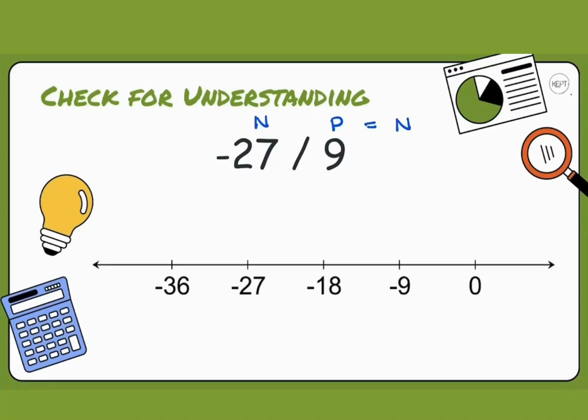So we have our dividend that we're going to start at. We always begin at our dividend. And we're going to divide by our divisor. And I've set up the number line so that it shows increments of 9. So let's start here at negative 27. We're going to jump 9 spaces towards 0. 1, 2, 3. So it took us 3 jumps to get back to 0. A negative 27 divided by a positive 9 is a negative 3.